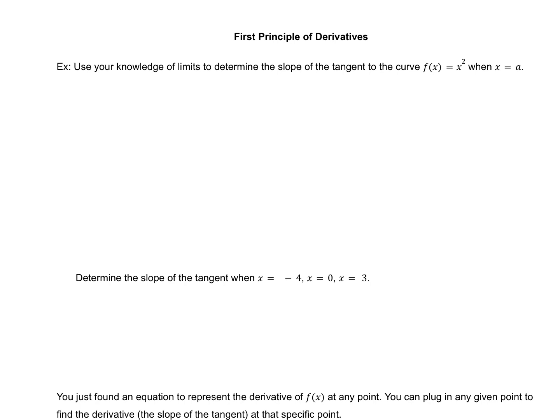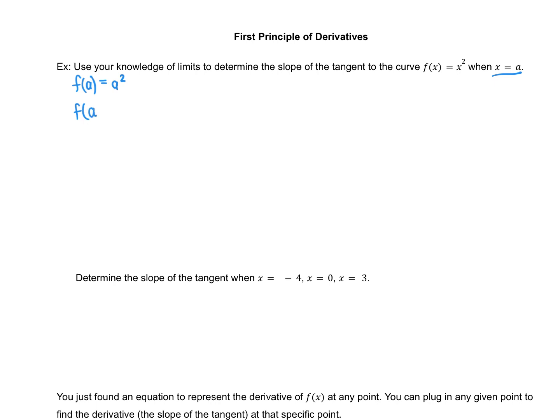Use your knowledge of limits to determine the slope of the tangent to the curve f at x equals x squared when x equals a. So we're not given a specific point here, we're given this general coordinate of a. But I'm going to use the same idea as I would with the difference quotient when I'm trying to find the slope of a tangent at a specific point. So I'm going to start off with f at a. F at a would just be a squared.